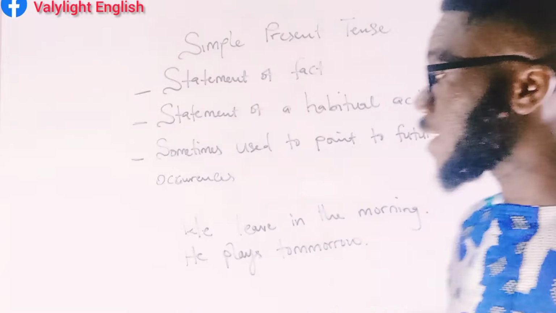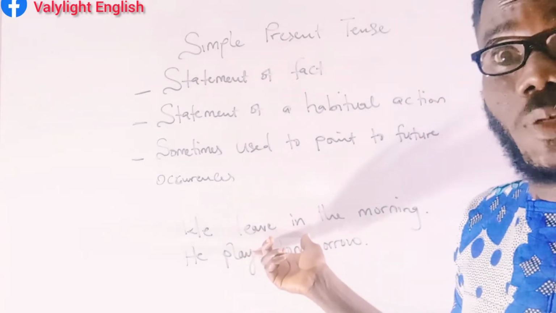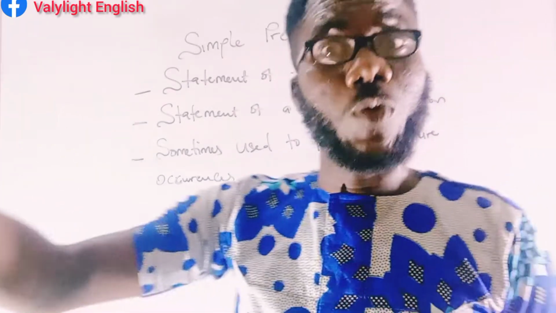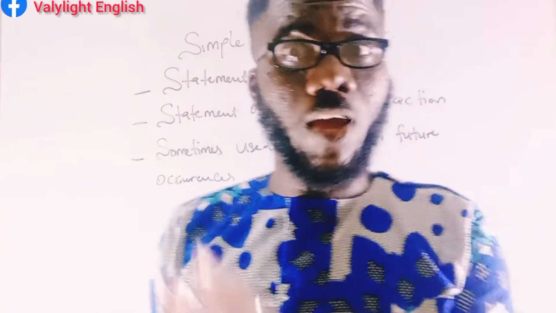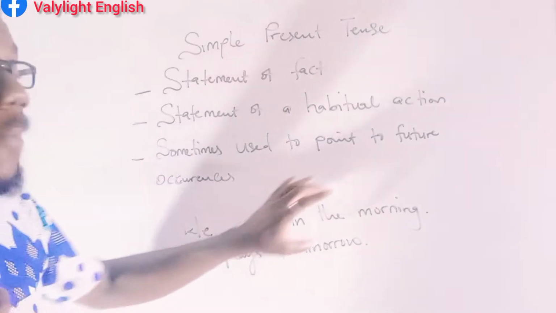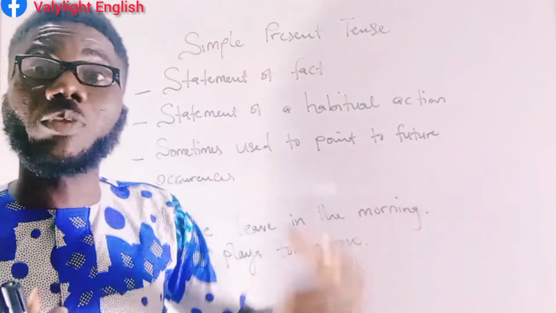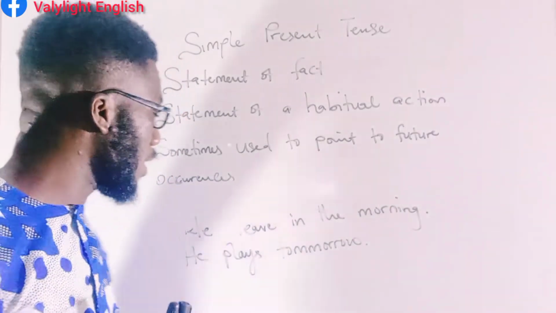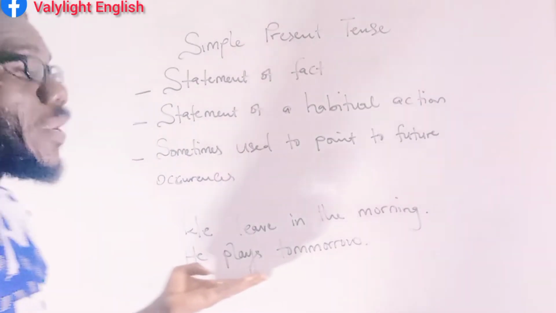It is possible that as at the time of this speech, it was night. The person was speaking at night, but trying to say that we will leave in the morning. But that will is off. And what we have now is we leave in the morning. Now, the sentence structure appears in the simple present tense form, but it is communicating something that will happen in future. And then you have the second sentence here, he plays tomorrow.